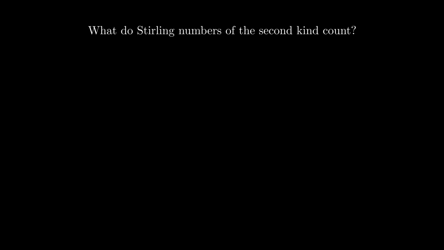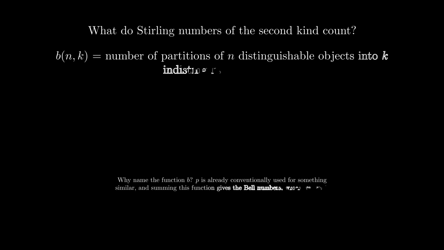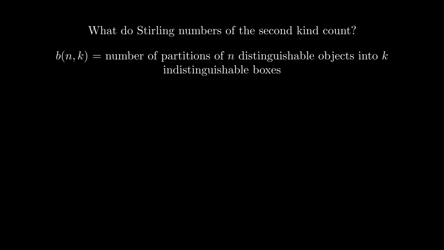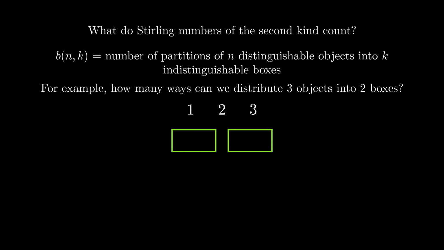Now let's do Stirling numbers of the second kind, which convert back the other way, converting polynomials to falling and rising factorials. Stirling numbers of the second kind count a certain kind of partition, and I'll label this counting function as b. How many ways can we partition n distinguishable objects into exactly k indistinguishable boxes?